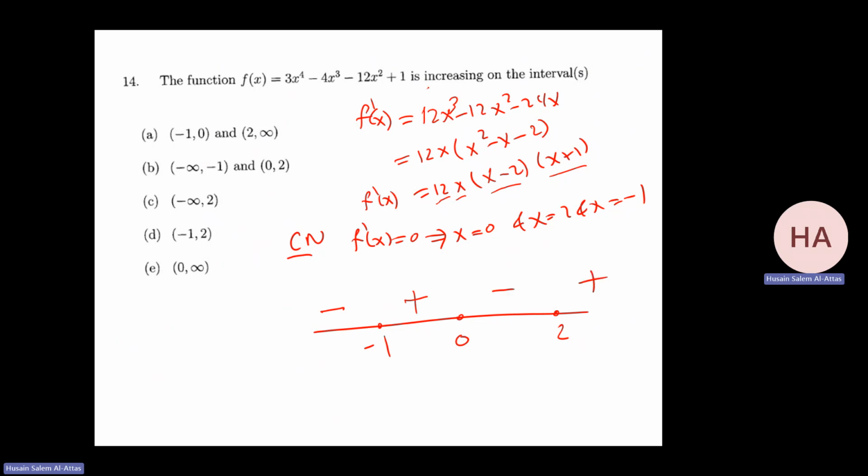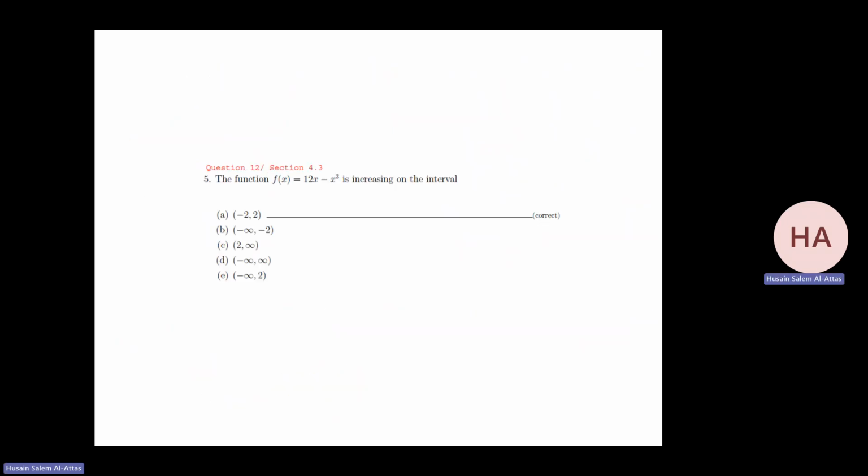What they want is increasing. Increasing will be where? From minus 1 to 0 and from 2 to infinity. The function is increasing in this interval. I'm trying to start with easy functions.